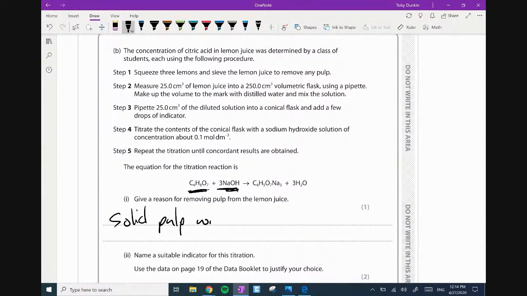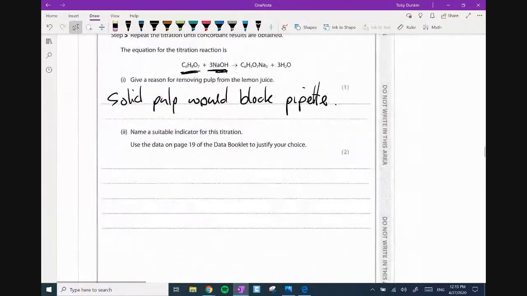Solid pulp would block the pipette. Yeah. Using a pipette, transfer the diluted solution to a conical flask. You couldn't do that. It would block the pipette, and they didn't even call it a graduated pipette. Nightmare. Name a suitable indicator for the titration.